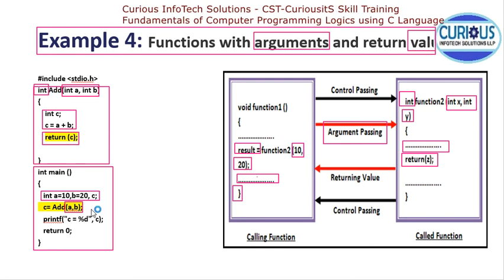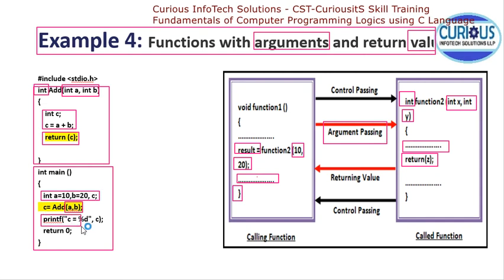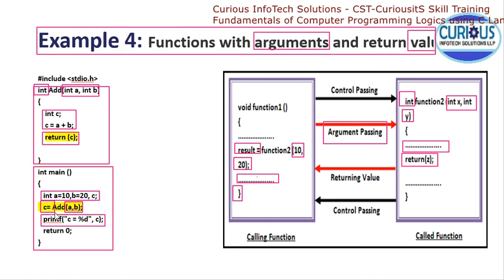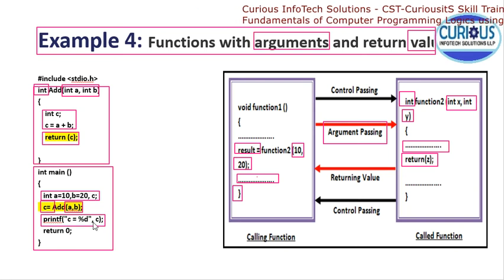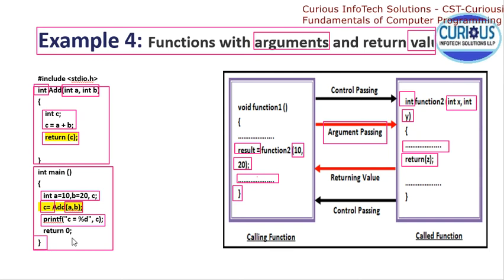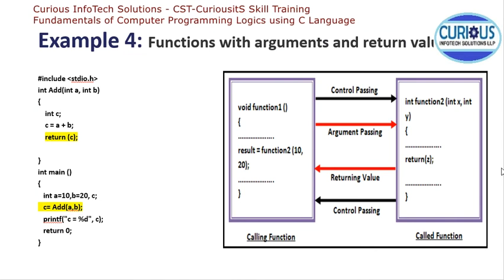So this is returning this concept, and we will send here a get a, c is equal to this one. We will accept this return value and we will print, and after print there will be the end of this main program. So this is the way we are making this example 4.